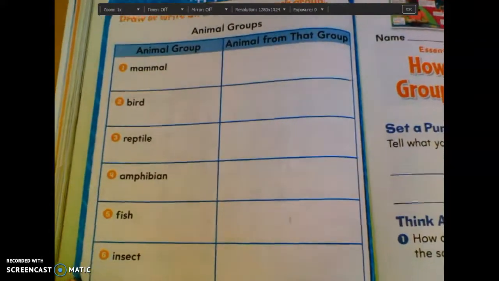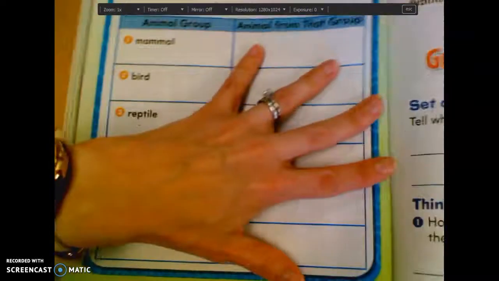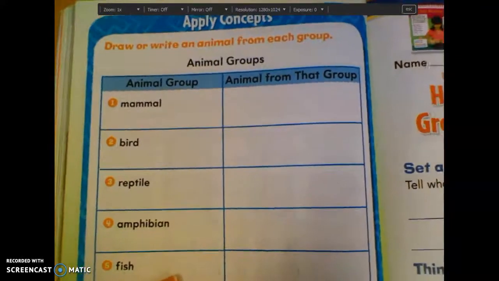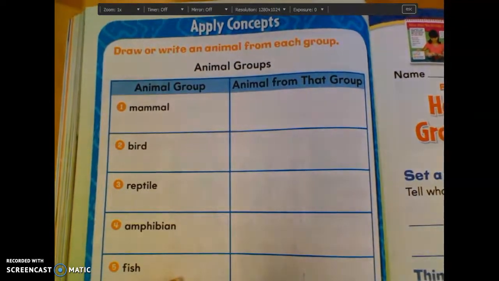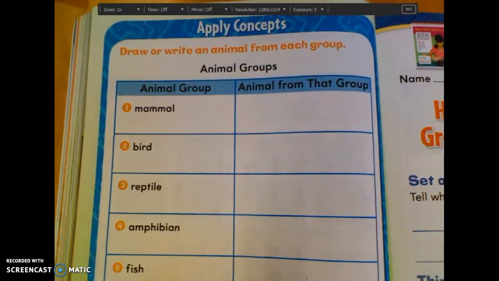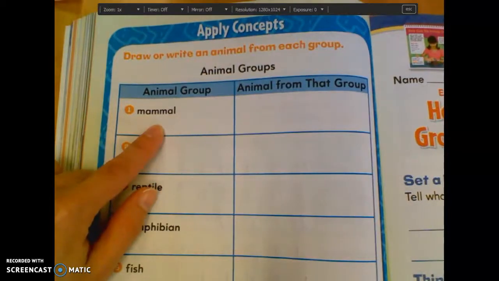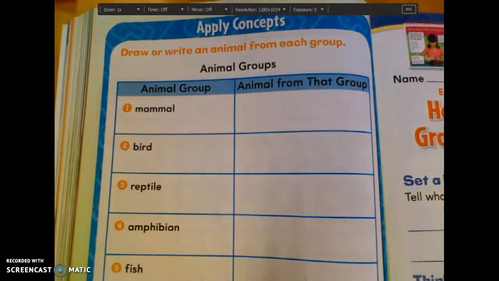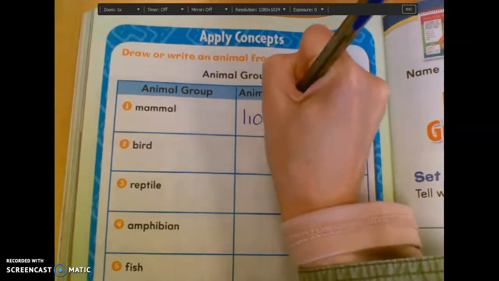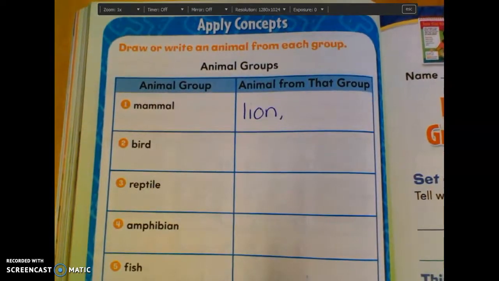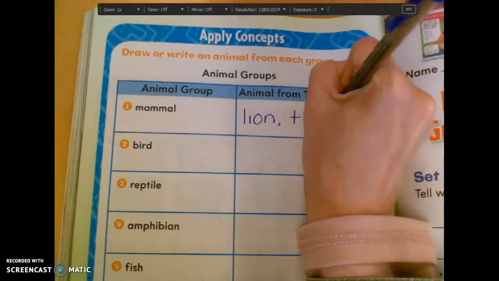All right, on this page, it says to draw or write an animal from each group. So you can either draw a picture of an animal or you can write the animal, the word. I'm just going to write the word from each group, like the name of the animal. But if you decide to draw a picture, that's perfectly fine. Just try to keep up with us, okay? So what kind of animal could we write or draw that is a mammal? Claire? Lion. So you can write lion. What's one more? We'll write two. Caitlin, and tiger. Lions and tigers are both mammals. Good.